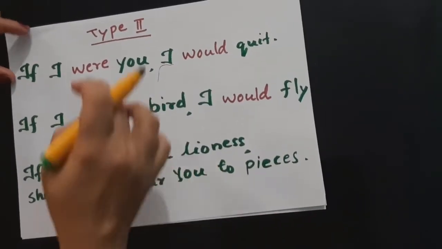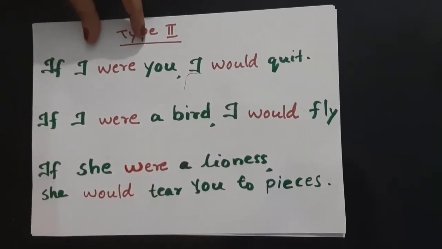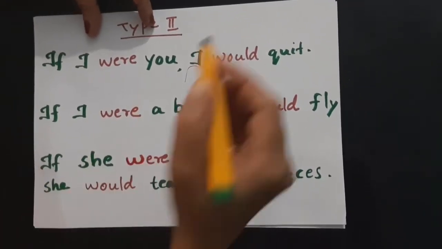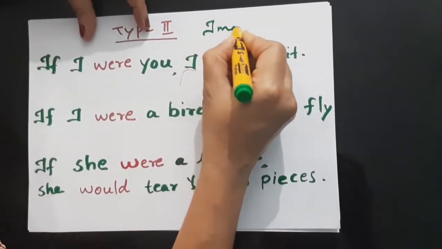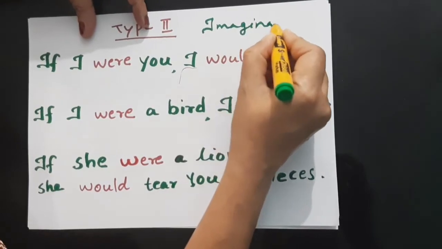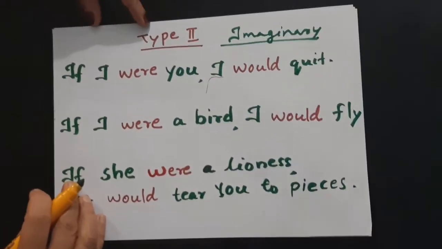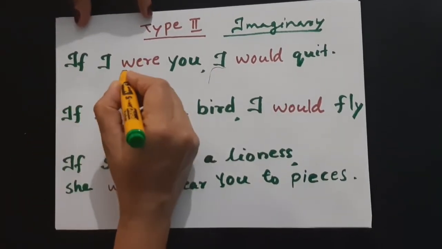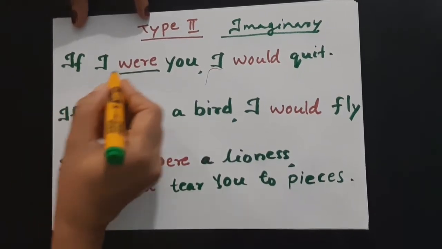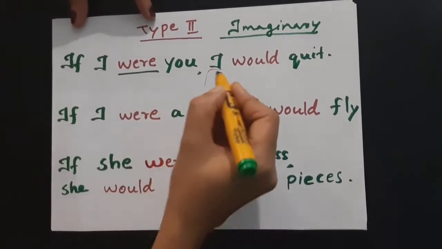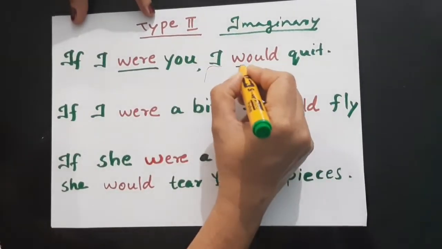Some other examples are here. In all these three examples, we just discuss some imaginary conditions or hypothetical conditions, type 2. Okay, see, if I were, a verb in the past tense, were. I were means past tense. I would quit. Okay, see, would.